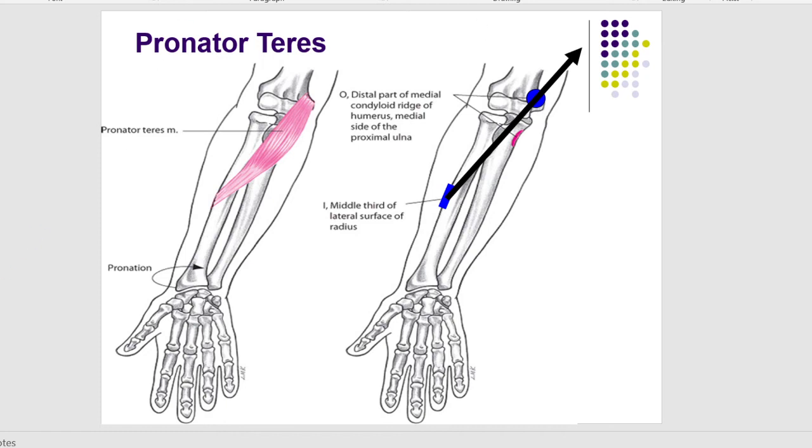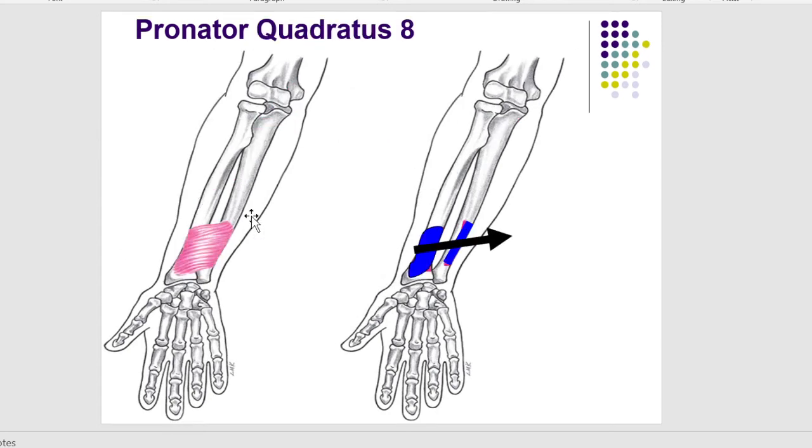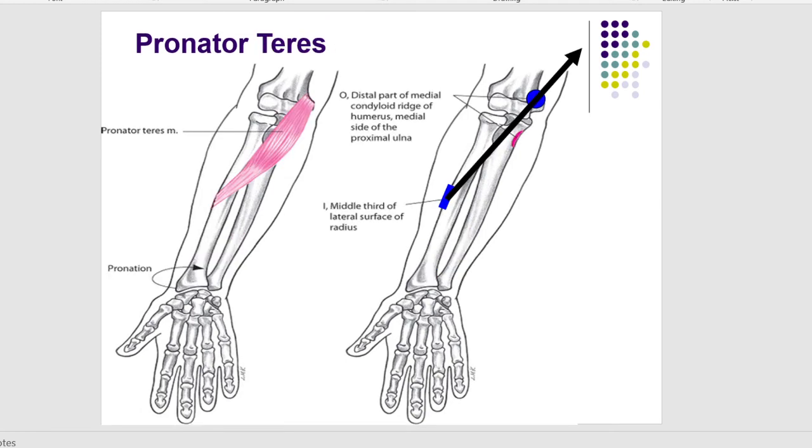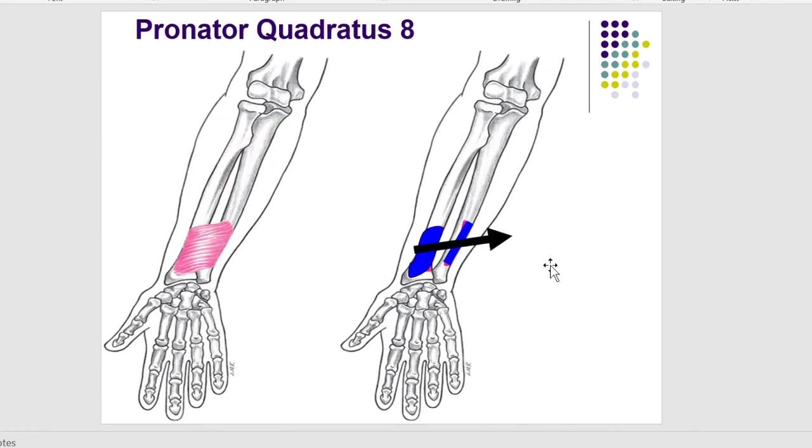Okay, so you have two muscles responsible for pronating the forearm, the pronator quadratus and the pronator teres. So this is your pronator quadratus. It is found on the distal part of the forearm. Your pronator teres pronates the forearm proximally, while your pronator quadratus pronates your forearm on the distal portion.